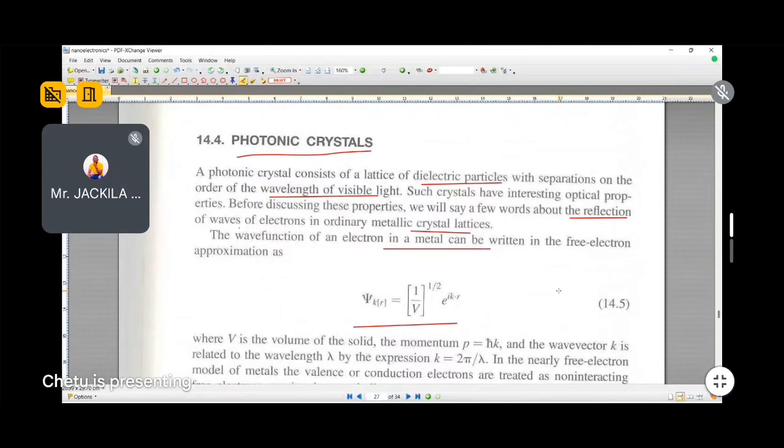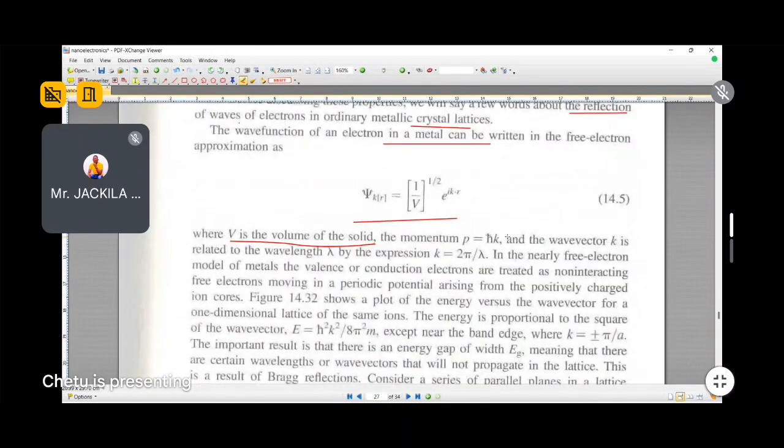This is given as psi k of r equal to 1 upon V raised to half, e raised to i k r. Here V is the volume of the solid, and this is important. The momentum of the electron is given by p equal to h cross k, and k is a wave vector related by k equal to 2 pi by lambda. These are well understood things that we study in quantum mechanics.